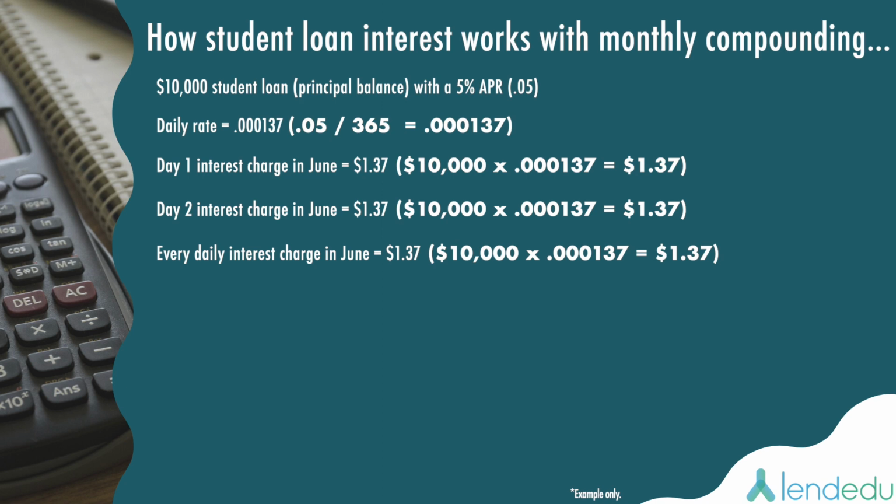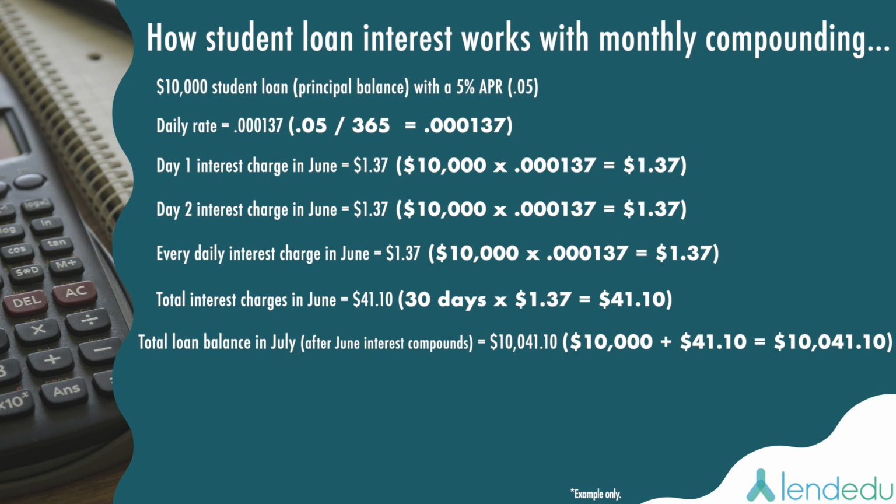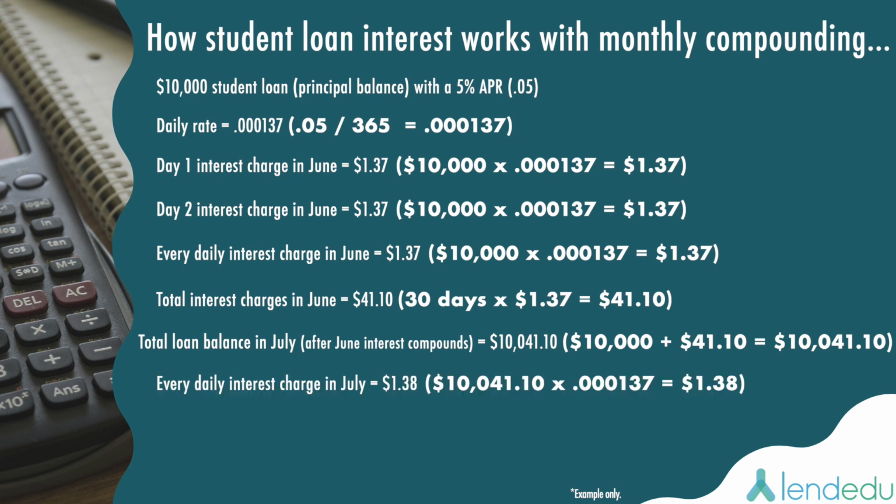July rolls around, and now the interest compounds. With 30 days in June, you racked up $41.10 in interest charges because 30 times $1.37 equals $41.10, which now gets tacked onto your total loan balance. In July, your total loan balance is now $10,041.10, and all July interest charges will now be based on that total balance of $10,041.10 times 0.000137, and this equals $1.38, and this will now become your daily July interest charge.